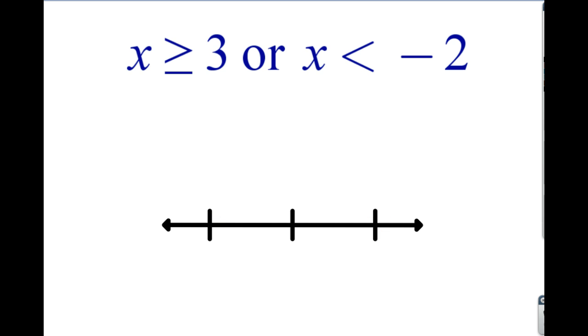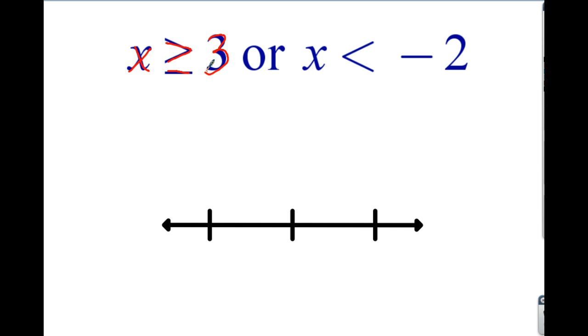So let's take a look at one where it's an or. Same numbers, I just sort of flipped it around. This time it's just going to be two separate events. We'll do this one in red, and then we'll do the other one in blue. So I've got x is greater than or equal to 3. That's a number that's greater than 3, or I can pick a number that's less than negative 2.